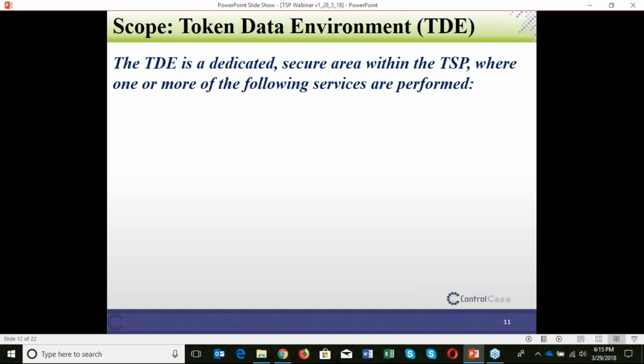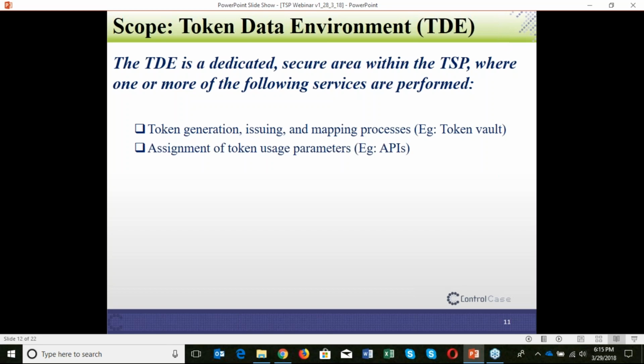So what is a TDE? How do we determine the TDE? These are the systems where tokens are generated and the mapping process happens. Typically, these are done in something called the token vault. So as you know, the token vault is probably the heart, where the tokens are stored. The implementation may differ, but here is a high level view of how a typical TSP is maintained.